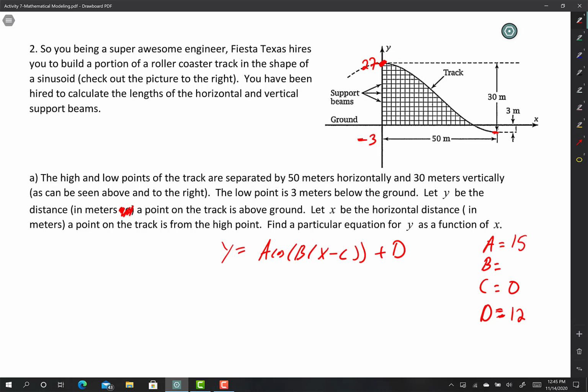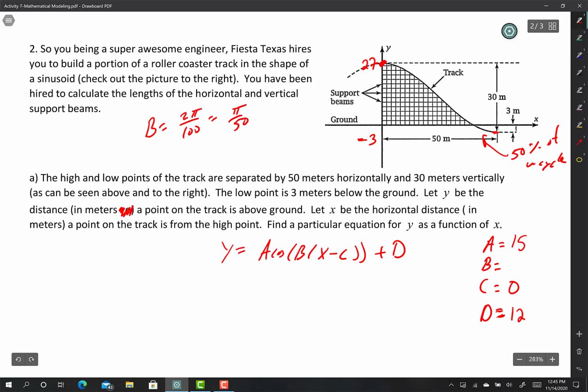And then for the B, the difference between the high and the low is 50% of a cycle. So because that's 50% of a cycle, that's half the period. So the whole period must be 100 meters. So the B is 2 pi divided by 100, which is pi divided by 50. So there it is, guys. I have everything I need.